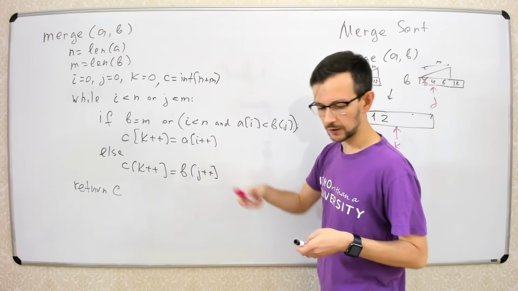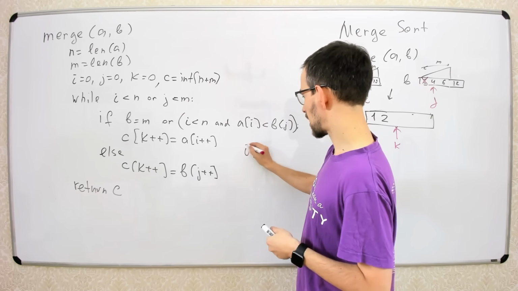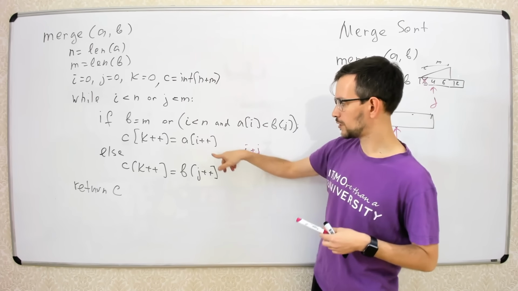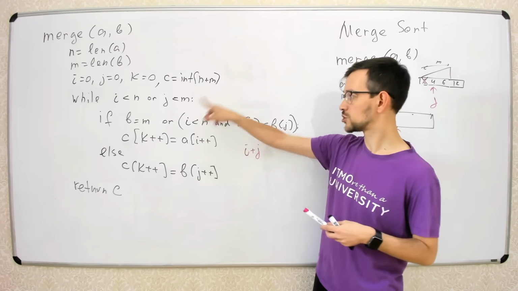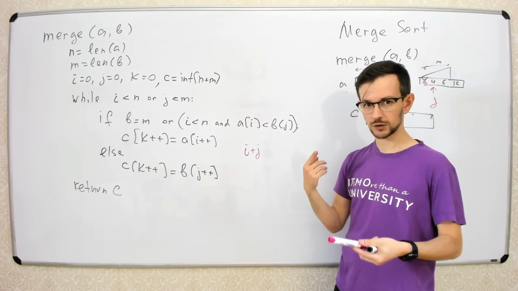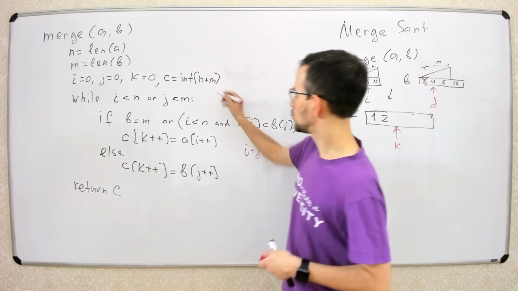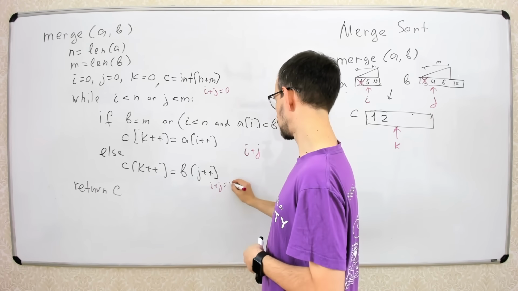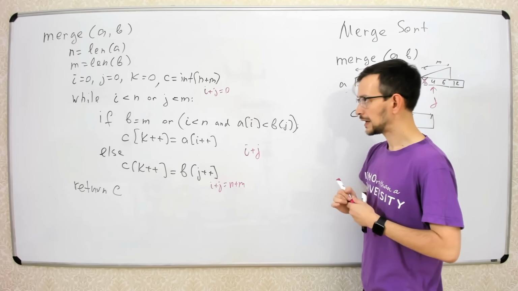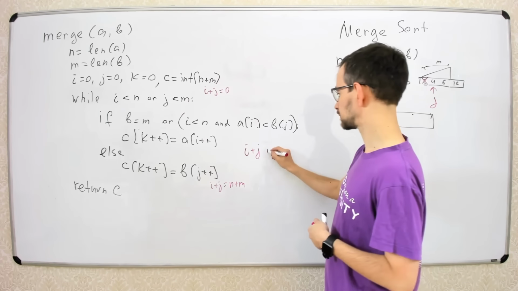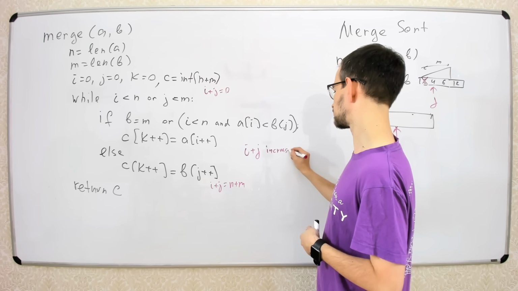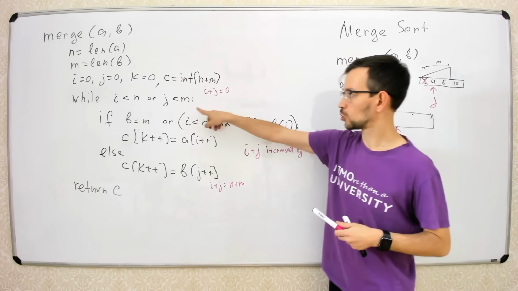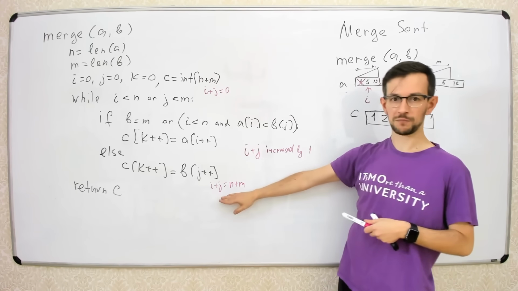For example, in this cycle, if you look at the value i plus j, on each iteration you either increase i or j. So on each iteration, this sum will increase by 1. In the beginning, you have i plus j equal to 0. In the end, you have i plus j equal to n plus m. And on each iteration, this sum i plus j increases by 1. So the total number of iterations will be equal to n plus m.